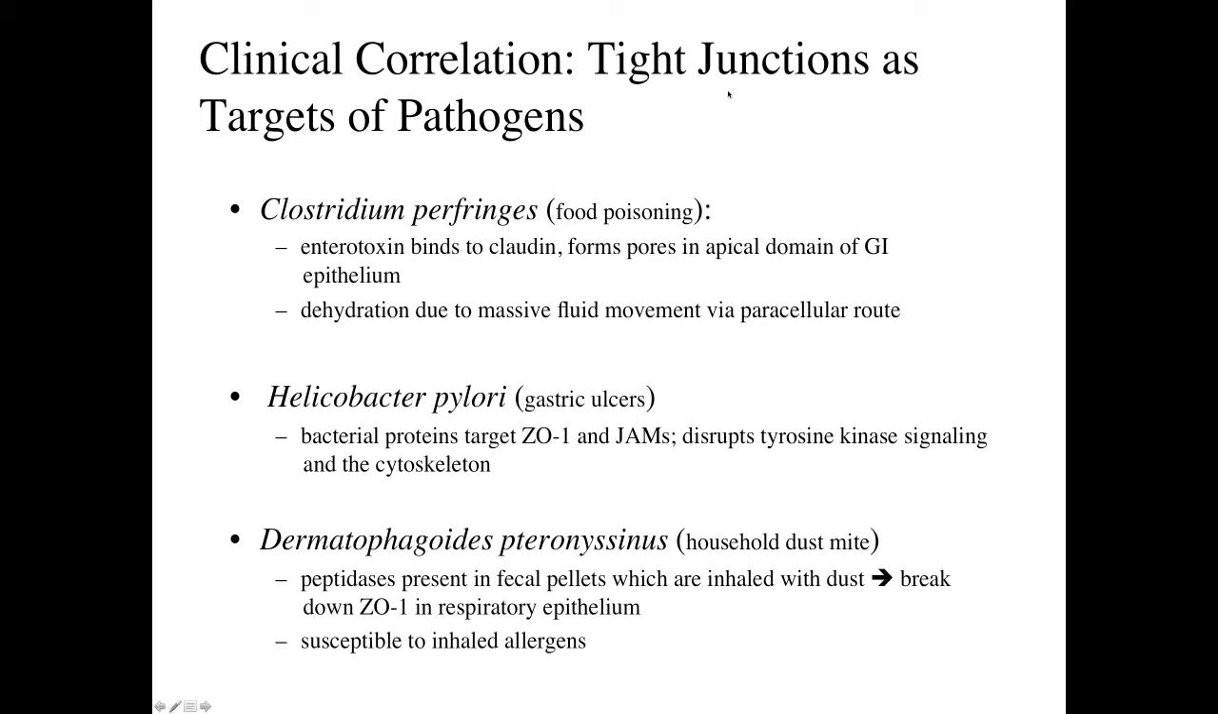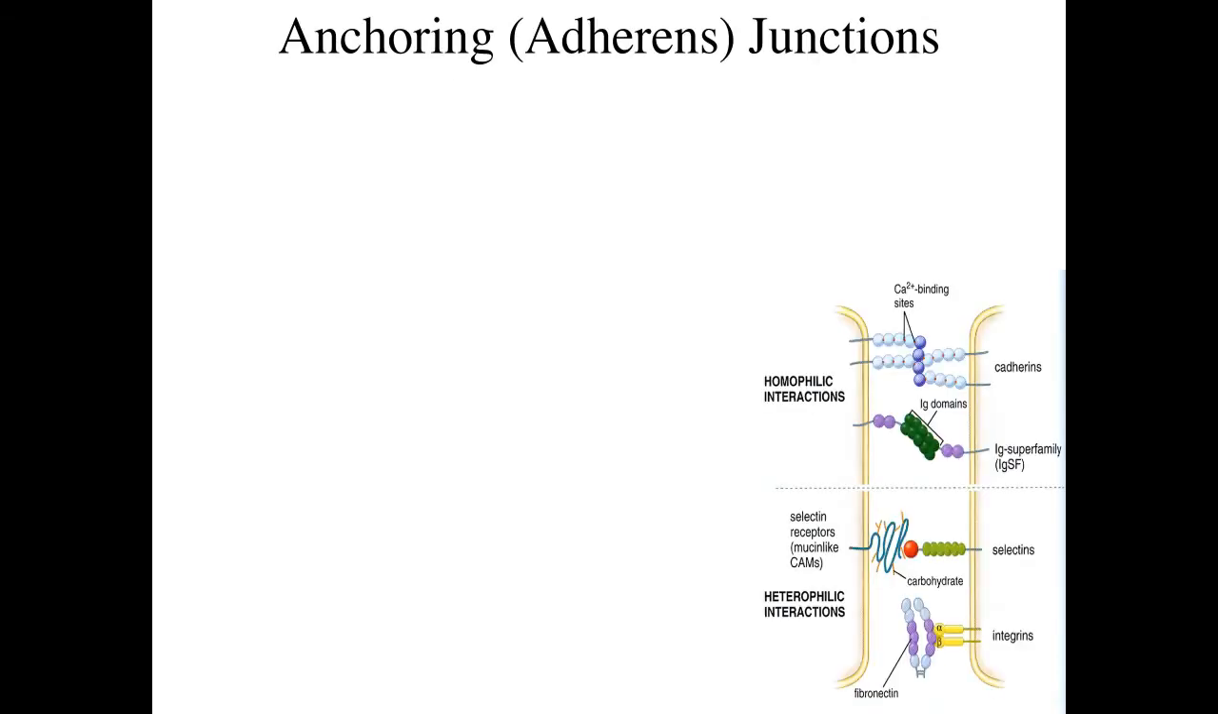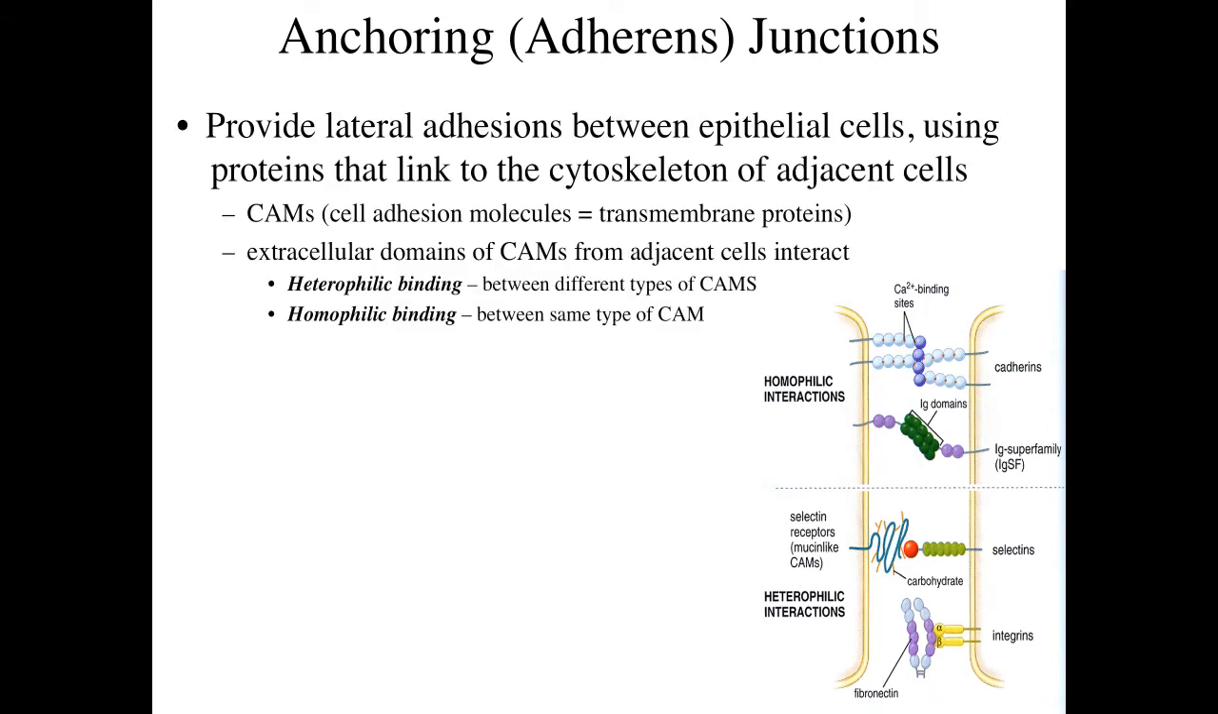So some of these tight junction proteins do have important clinical implications if they are targeted by various pathogenic proteins from pathogenic organisms. Say a few words about anchoring junctions or adherens junctions. Anchoring junctions provide lateral adhesions between epithelial cells.